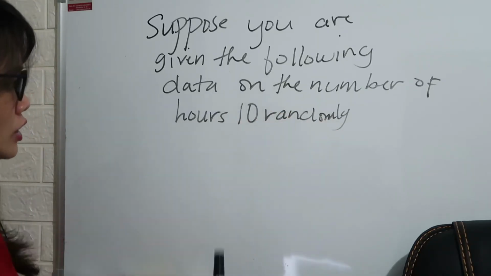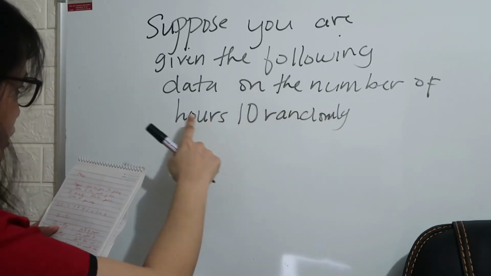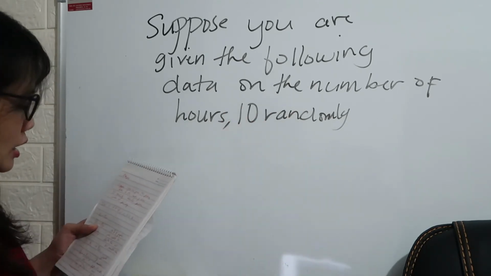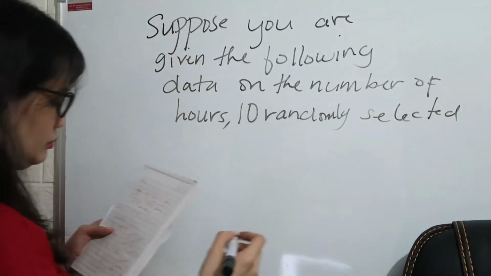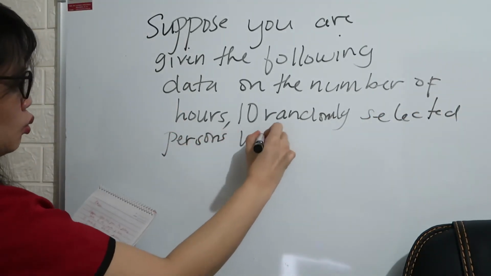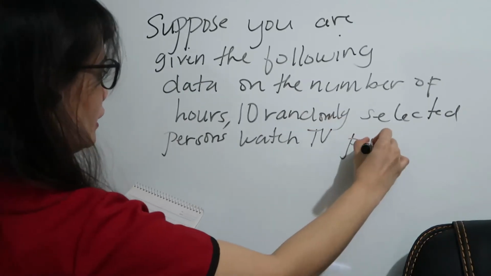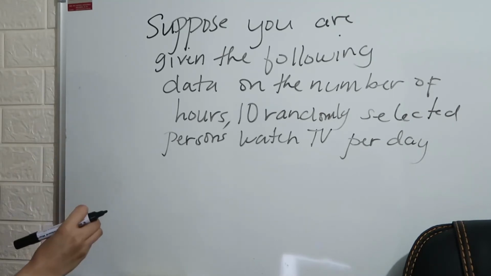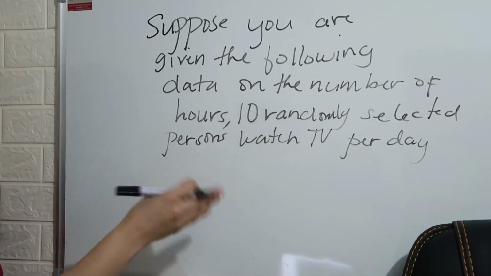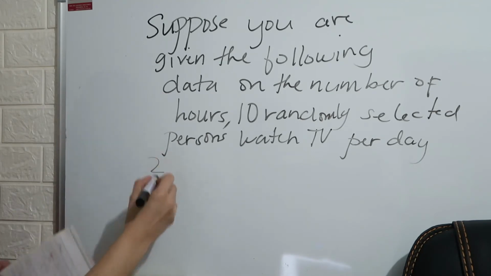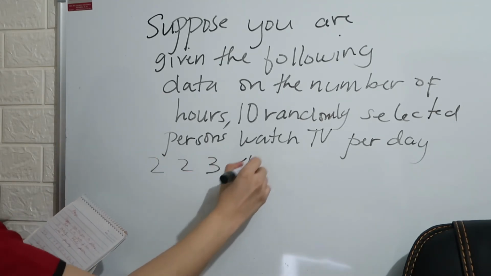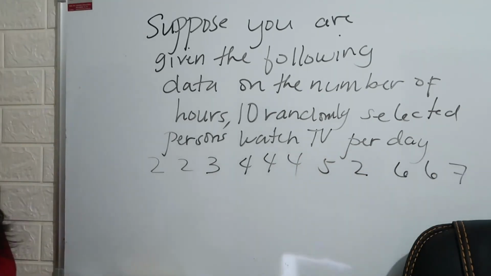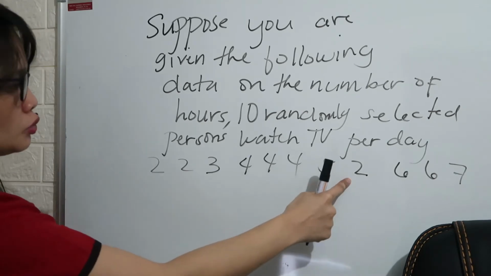So suppose you are given the following data on the number of hours 10 randomly selected persons watch TV per day. So these are the data: 2, 2, 3, 4, 4, 4, 5, 2, 6, 6, 7.